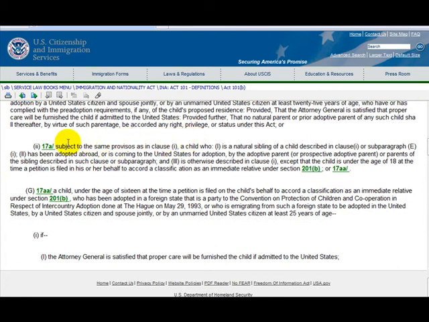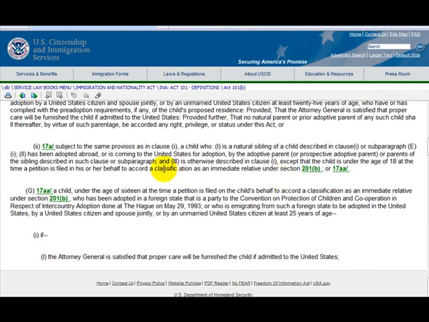Then we have here the sibling provision, which talks about the 18-year-old. Subject to the same provisos as in Clause 1, a child who is a natural sibling of a child described in the above clause or subparagraph E has been adopted abroad or is coming to the United States for adoption by the adoptive parent or prospective adoptive parent or parents of the sibling described in such clause or subparagraph, and is otherwise described in Clause I, except that the child is under the age of 18 at the time a petition is filed in his or her behalf to accord a classification as an immediate relative.